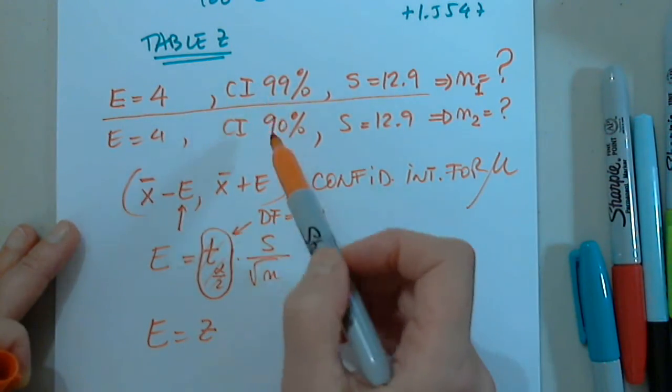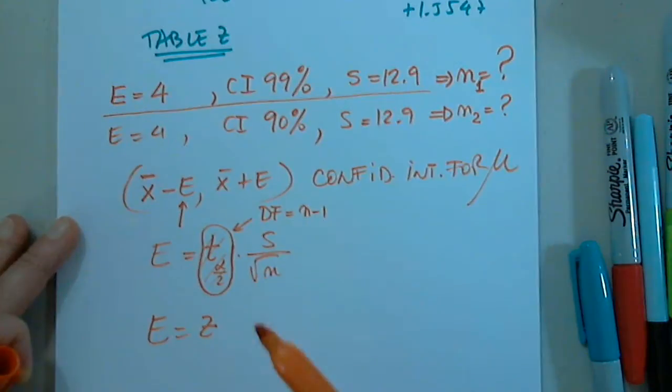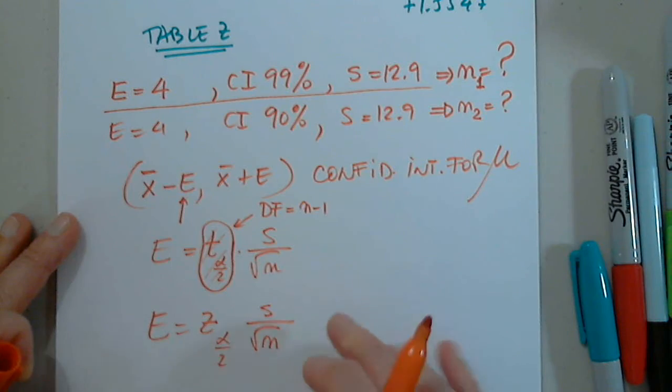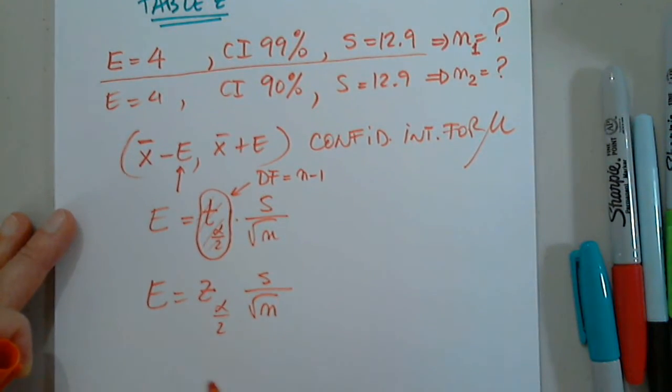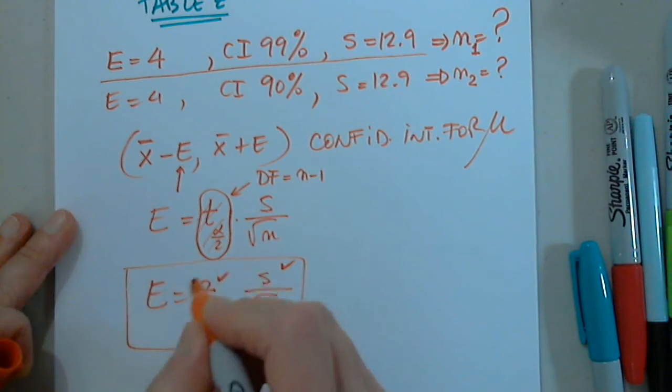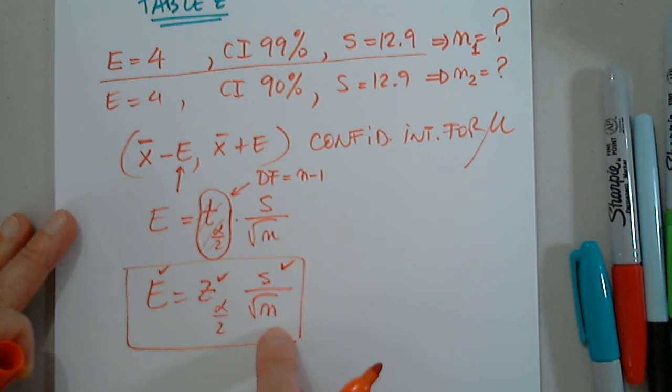What's z? Z for this. I'll come back and explain that again. So I'm going to write it z alpha over 2 and s over the square root of n. Now, how do I solve this equation? I have this, I have this, I have this. How do I solve this equation for n?